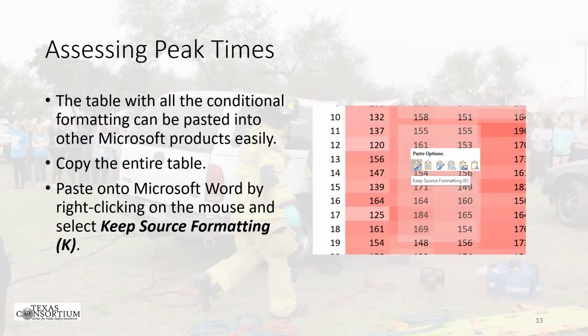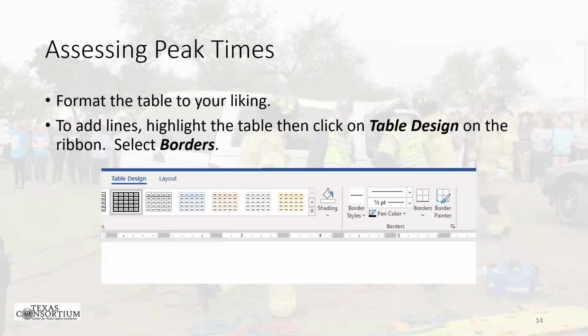And you can cut and paste this to other Microsoft products easily. So if you're trying to get this onto a Microsoft Word report, you'll copy the entire table and paste onto Microsoft Word by right-clicking on the mouse, and when you're pasting, select keep source formatting. And then you can format the table to your liking in Word, because I think all of us have struggled trying to put something from Excel to Word to PDF or whatnot, but it's pretty easy if it's the actual graph.